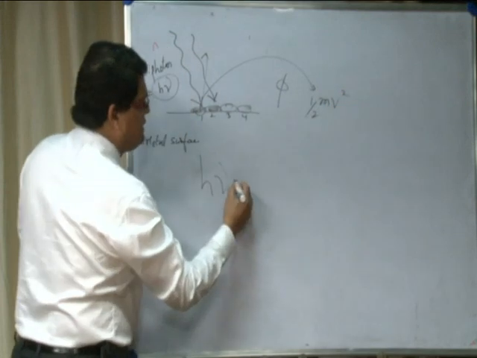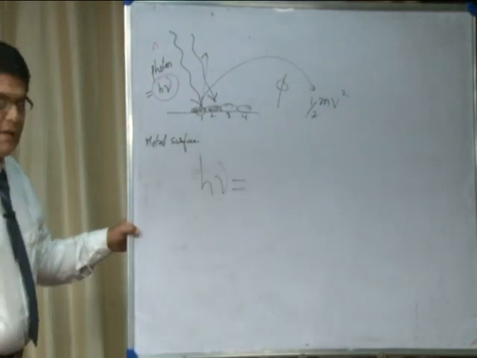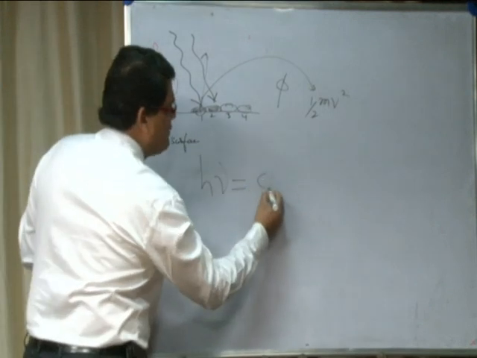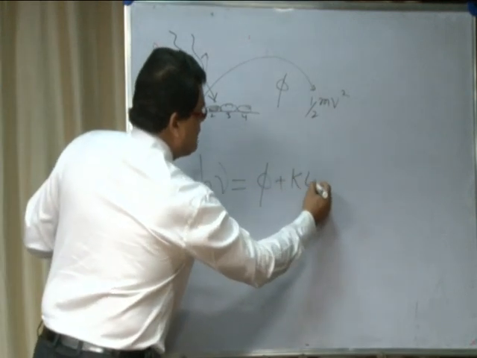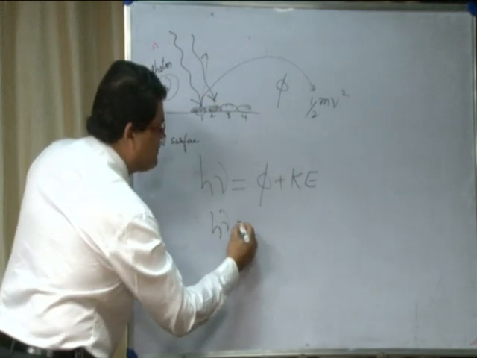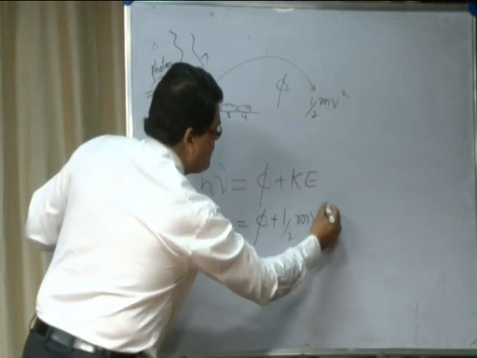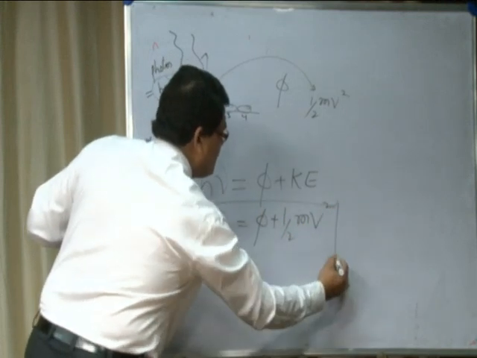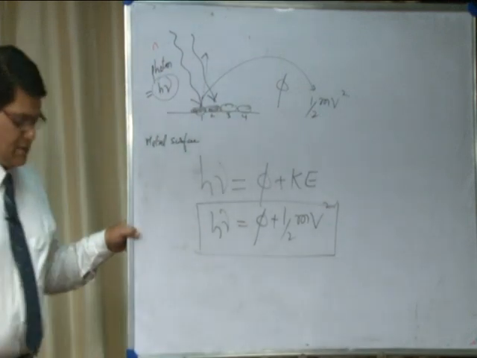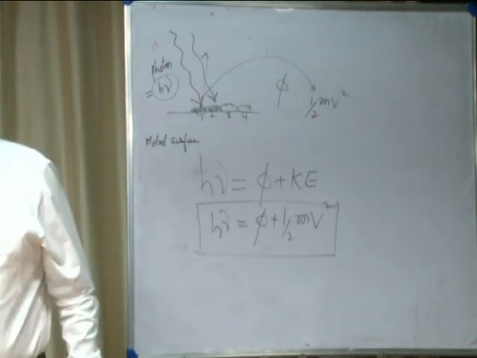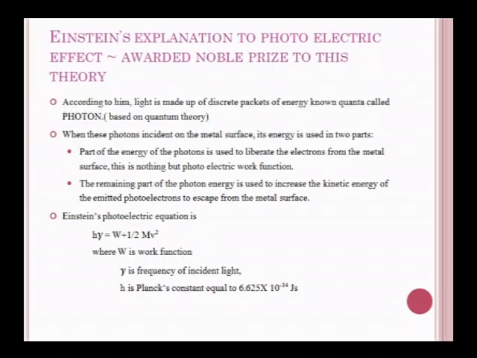So, the energy of this photon is divided into 2 parts, phi plus the kinetic energy. That means h nu is the energy of the photon, phi is the work function, plus half m v square. This expression is referred to as the Einstein photoelectric equation. It is used to understand the amount of energy required to remove the electrons from the metal surface.